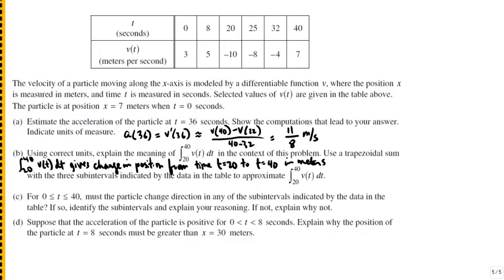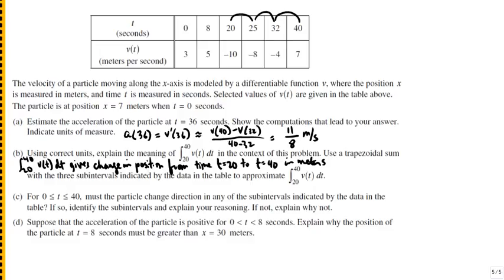Now, second, we want to use a trapezoidal sum with 3 subintervals indicated by the data in the table to approximate the integral from 20 to 40 of v of t dt. The first thing you have to understand here is that we're not looking for the integral from 0 to 40. We're only working from 20 to 40. That's not meant to trick you, but it would be that much more calculations involved, and they want to know that you understand how to do it without giving you too much to do in the meantime.